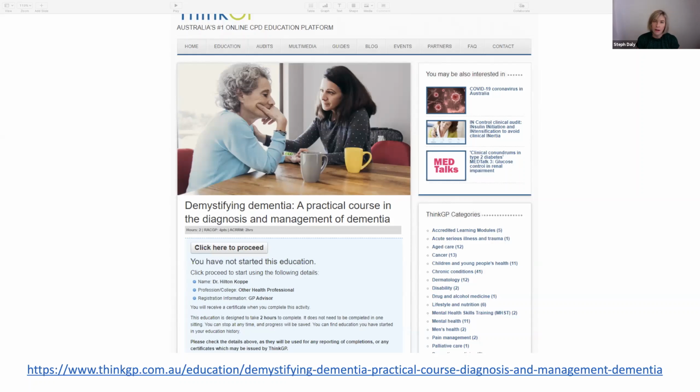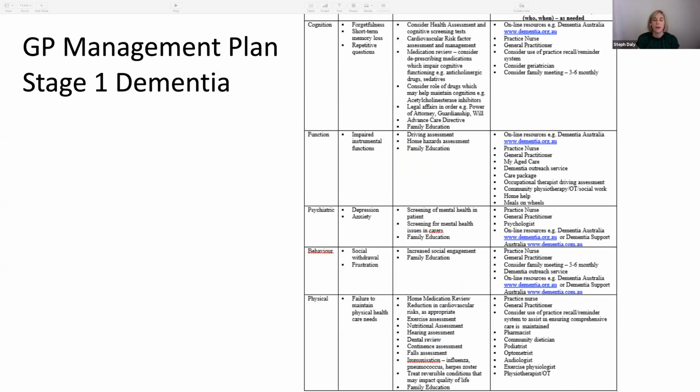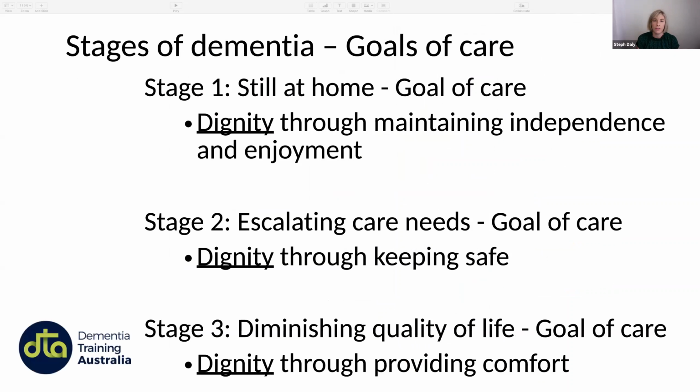So when we're thinking about managing dementia, we think about it in terms of the stages. So if we think about stage 1 again, stage 1 is when someone is still at home, they're maintaining their independence and enjoyment of life. And we always at DTA like to think of managing dementia by maintaining someone's dignity.